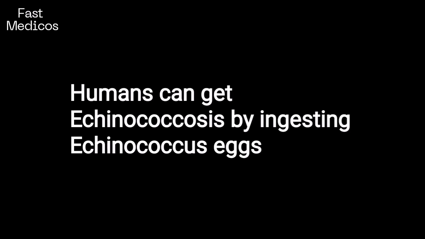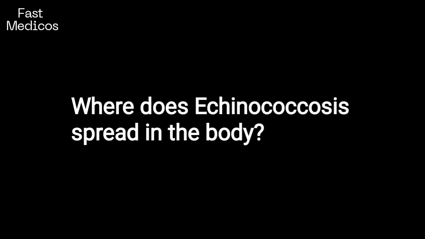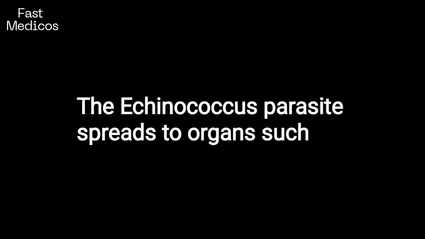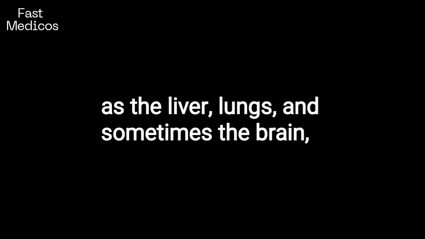Humans can get echinococcosis by ingesting Echinococcus eggs that are shed in the feces of infected dogs and sheep. 89. Where does echinococcosis spread in the body? The Echinococcus parasite spreads to organs such as the liver, lungs, and sometimes the brain, forming hydatid cysts.